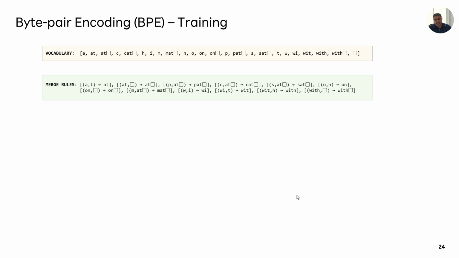Okay, so that's the training side. Now that we have built all our merge rules by parsing all the sentences in our training data set, let's look at what happens during inference. By the way, after the merge rules and after the training is done, this is my vocabulary and these are my merge rules, right?